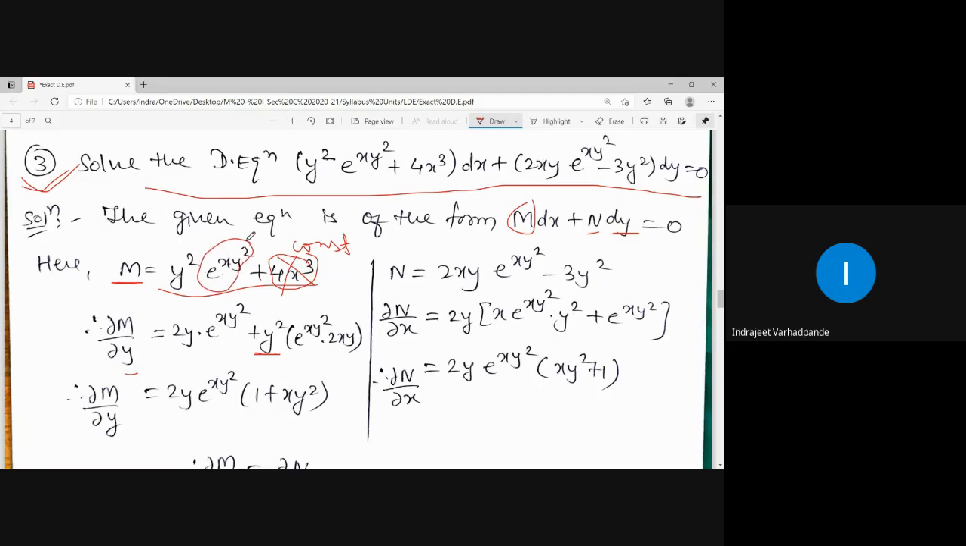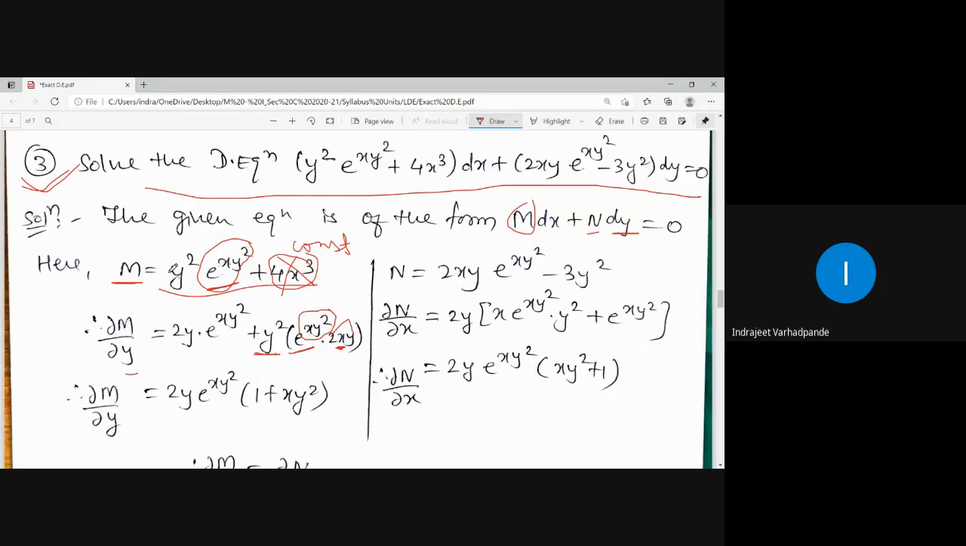What is the derivative of e to the power x? e to the power x. What will be the derivative of e to the power u? e to the power u into du by dx, right? Yes, sir. So what is the derivative of e to the power xy square? It is e to the power xy square into the derivative of xy square. In taking the derivative of xy square, x will be treated as constant and the derivative of y square will be 2y. I hope you got this differentiation.